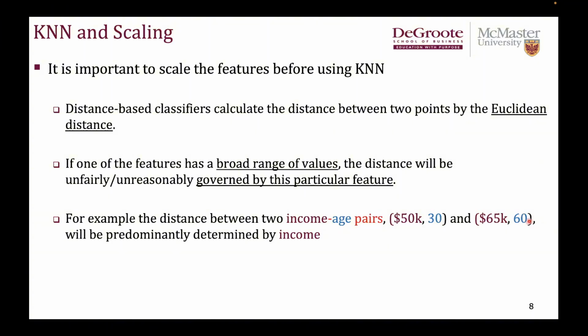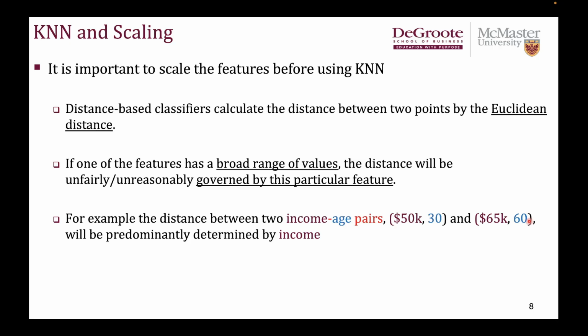The annual income is on a much larger scale than age, right? Age can only be up to, I don't know, 80, 90, 100 at most, right? But annual income can range from very little, close to 0, to maybe 1 million or even 1 billion for some extremely rich person, right? So if you do the distance calculation, it will be dominated by annual income, because the numbers are so large.